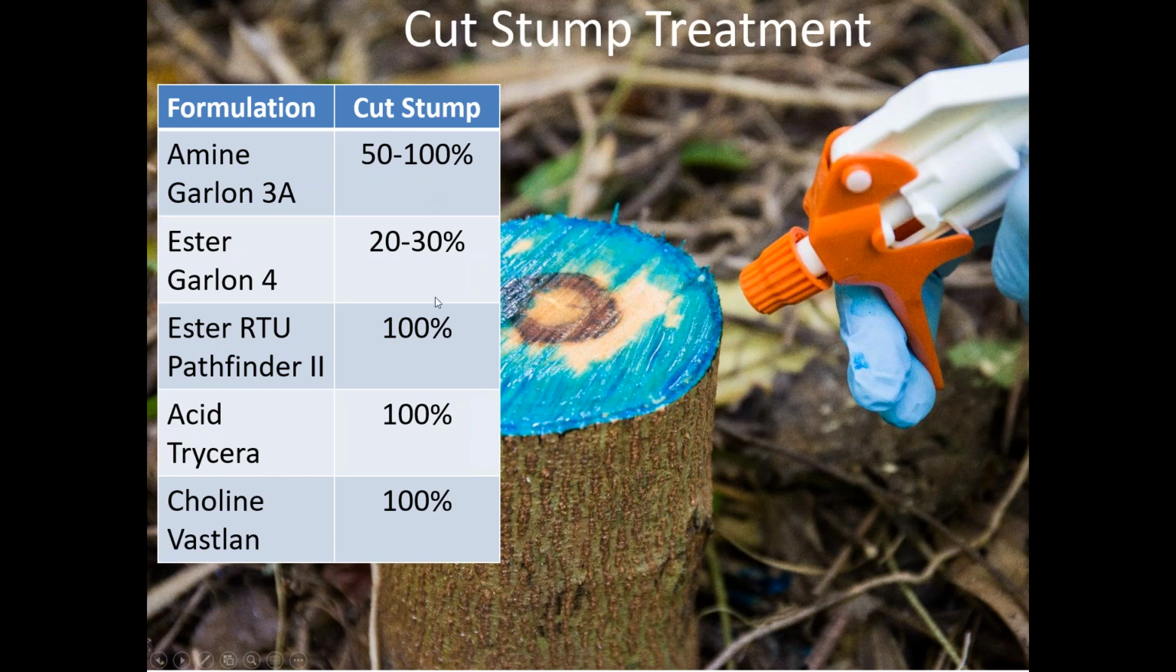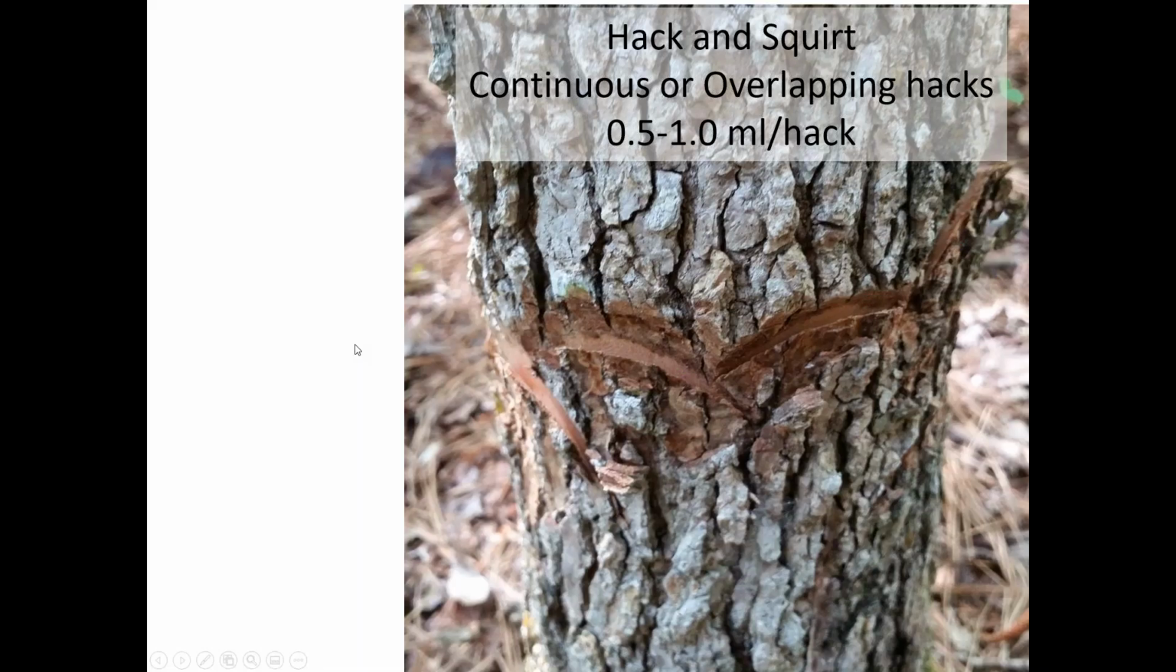Now, if you're using the Ester formulation, the labels will very clearly tell you to treat the top of the stump and spray the sides of the stump too. Meaning it's kind of good to leave a little bit higher stump that you can actually do a modified basal bark treatment on the sides of that stump along with the top. So for cut stump treatments, I prefer the amine, acid, or choline formulations, but you can still utilize the ester, and it may be what you have to do.